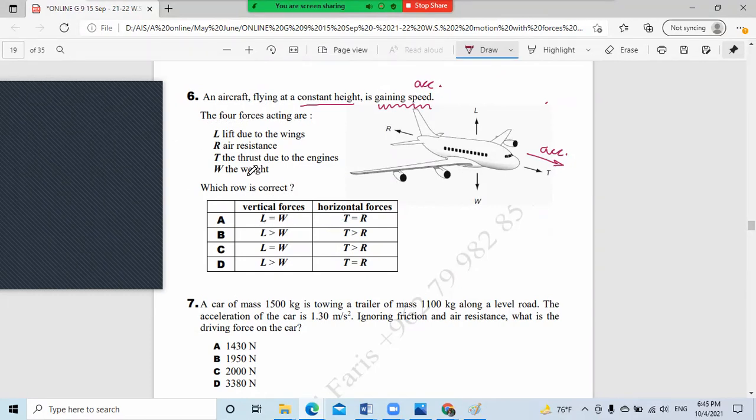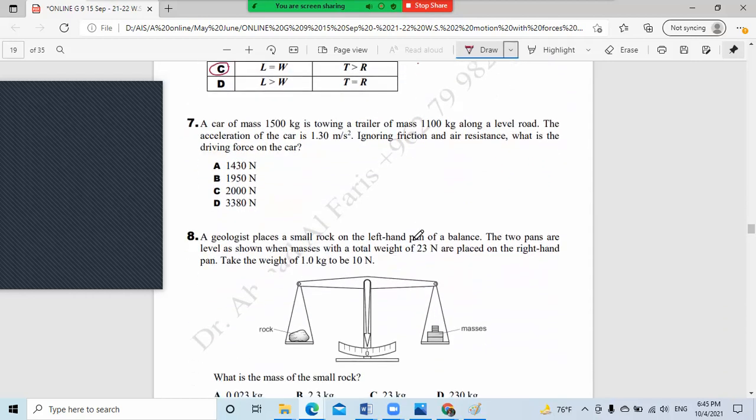Okay, bravo. The answer is C, exactly. The lift and the weight are equal and balanced. So the vertical height remains the same, but because there is acceleration forward, the thrust is more than the air resistance. Good, bravo. Next.